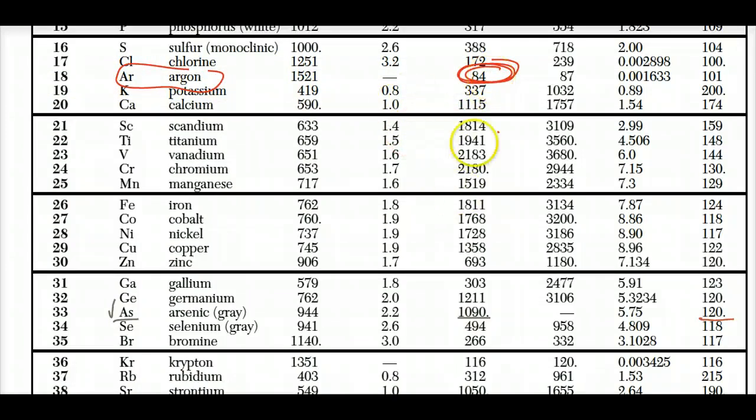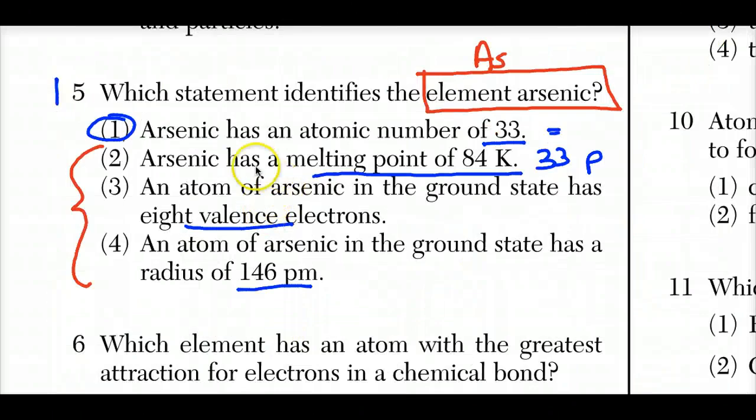They gave you 84 for argon when they were looking for arsenic. So they give you values that don't match up here anyway. Best answer by a long shot, number 1, number of protons 33. These values don't even match up with arsenic.